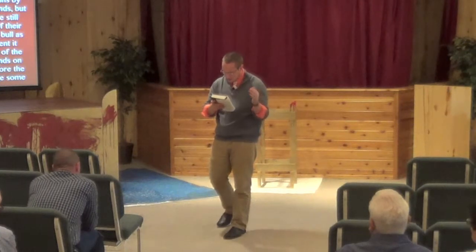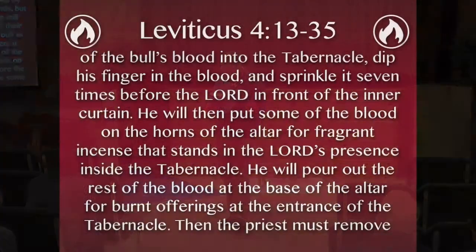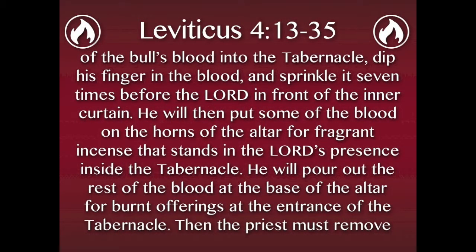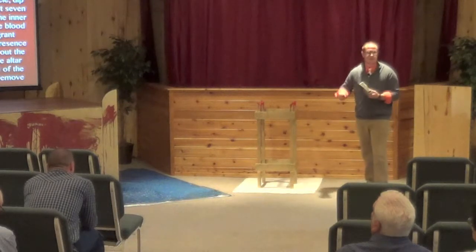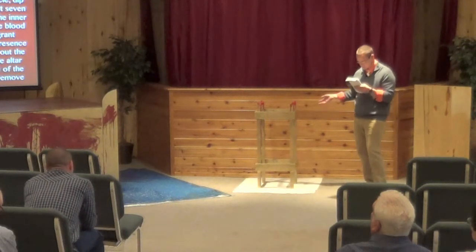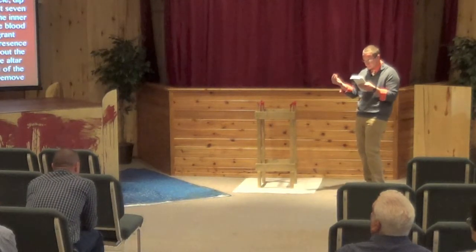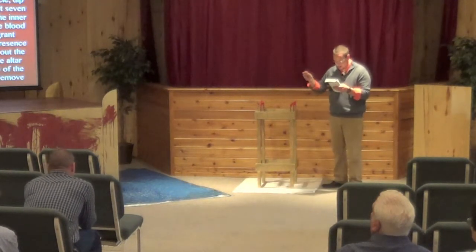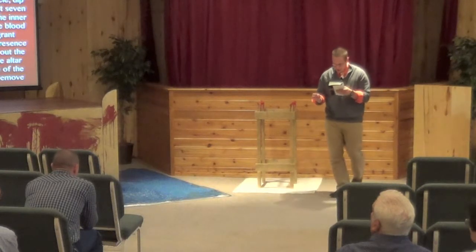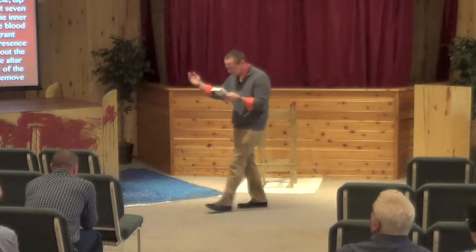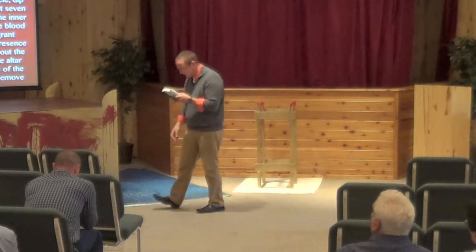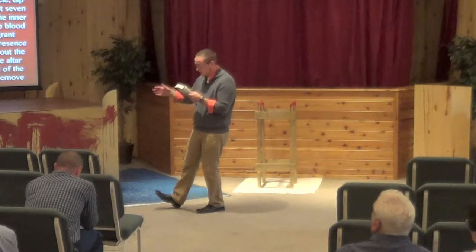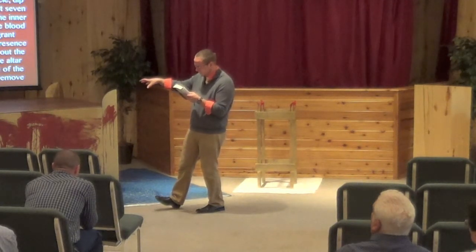Verse 16, the high priest will then take some of the bull's blood into the tabernacle, dip his finger in the blood, and sprinkle it 7 times before the Lord in front of the inner curtain, the same way that he did when it was his offering. He will then put some of the blood on the horns of the altar for fragrant incense that stands in the Lord's presence inside the tabernacle. He will pour out the rest of the blood at the base of the altar for burnt offerings and at the entrance of the tabernacle, or the altar at the entrance of the tabernacle.